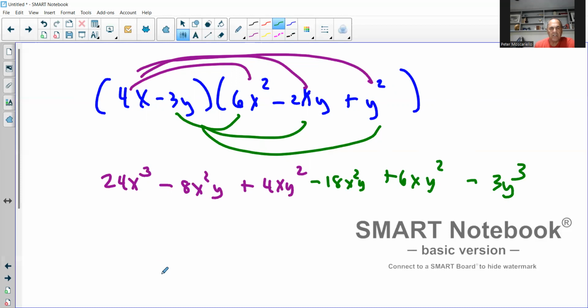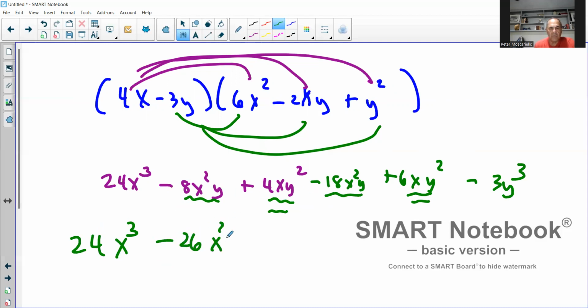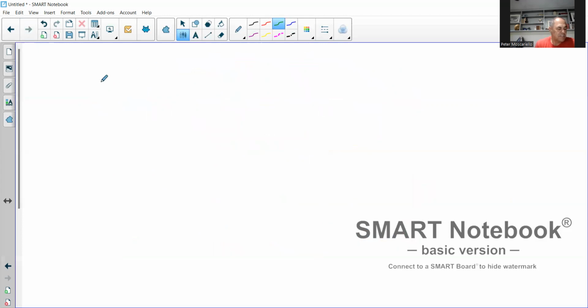Do we have any like terms? Yes, this one, and this one, and this one, and this one. So I got 24x cubed. Then negative 8 of these and negative 18 of these is negative 26x squared y. Then here I'll get 10xy squared. Notice we're not changing the exponents. When you collect like terms, you don't change the exponents. You just change the coefficients. There you go. All right, I want to move on to number 17.